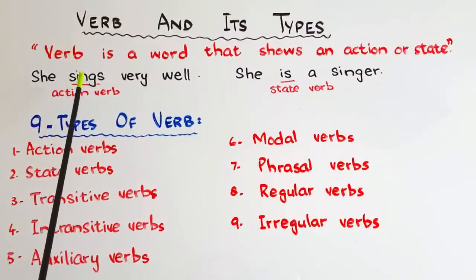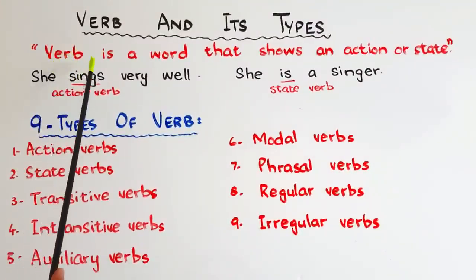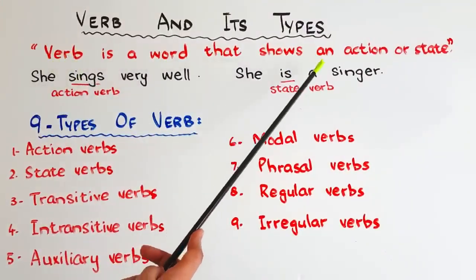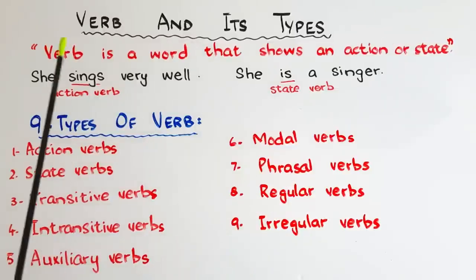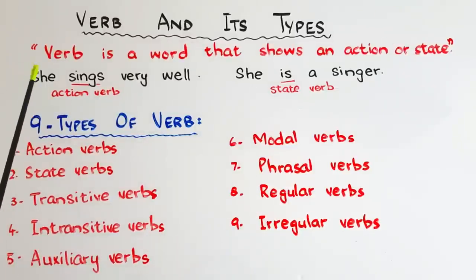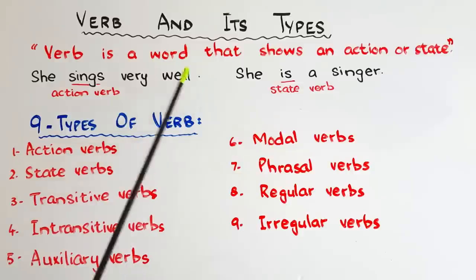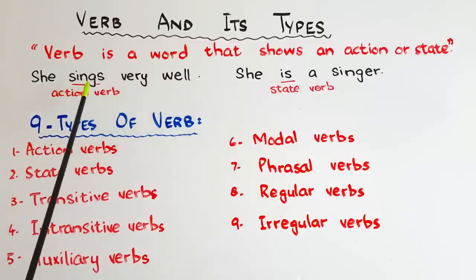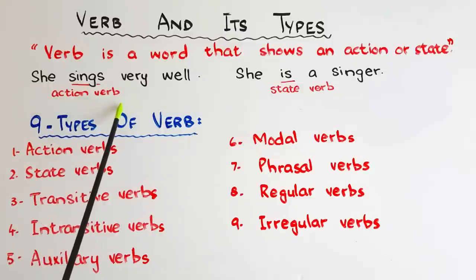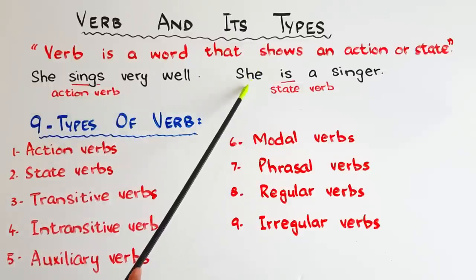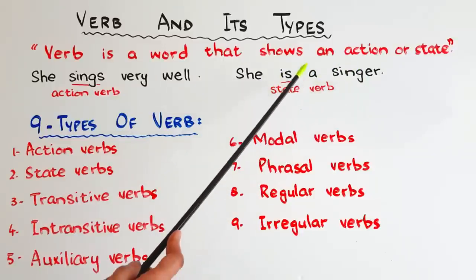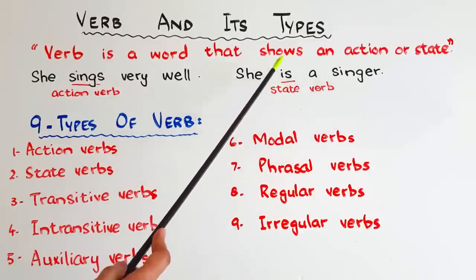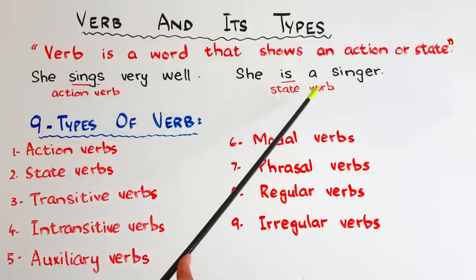The definition of verb is something like this. Verb is a word that shows an action or state. Now what does it mean? See these examples. She sings very well. In this sentence, the word sings is an action verb. You can see this action, you can see the movements. However, in this sentence, she is a singer, we do not have any action, but still we have a verb. And this verb is a state verb.